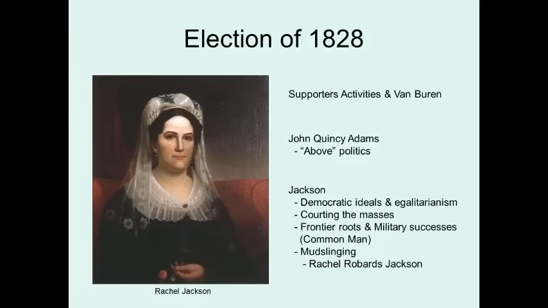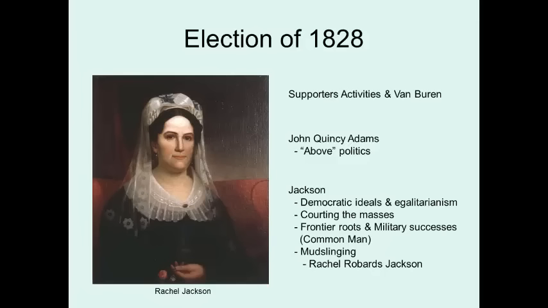Now, John Quincy Adams, bless his heart, he tried to be above politics like his father was. He's trying to act like the revolutionary generation did, right? Presidents like John Adams, presidents like George Washington, presidents like James Madison, they did not get down and dirty into the politics. They made no effort to reach out to voters. They were supposed to be above it all. And this is what Adams is trying to do. He's trying to be above politics like his dad was.